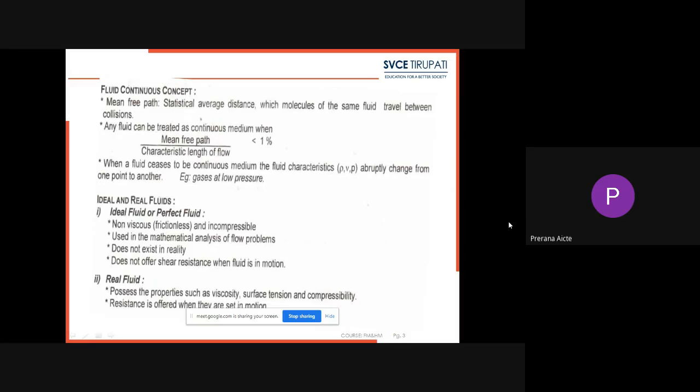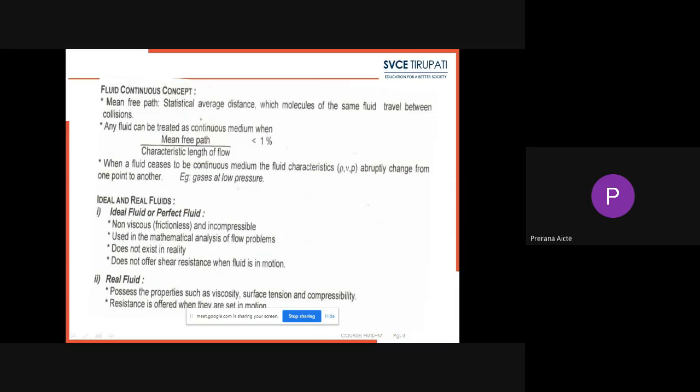Incompressible fluid means the density will not change at any point. So non-viscous and incompressible fluids are considered ideal fluids, and these fluids are used in the mathematical analysis of flow problems. So to calculate the discharge or the velocity, in those cases you can use these ideal fluids. Then these fluids do not exist in reality. Why? Because the properties of the fluids are not constant throughout the length of the pipe. So we can say these ideal fluids do not exist in reality. And these fluids do not offer shear resistance when the fluid is in motion.